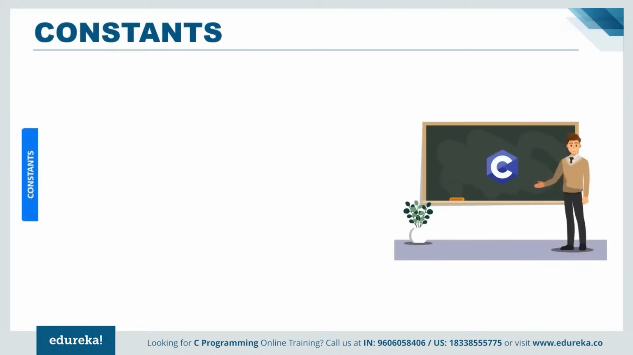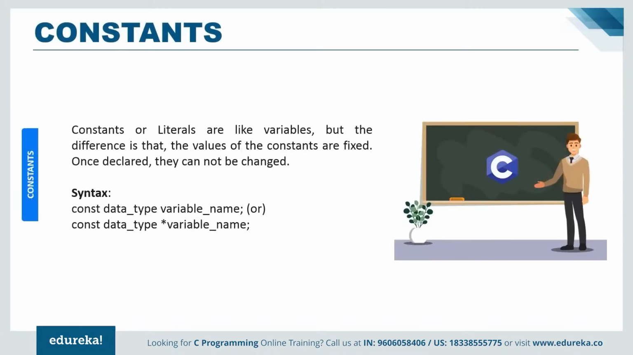The definition of constants goes like this. Constants or literals are like variables. But the difference is that the values of constants are fixed. Once declared, they cannot be changed. Now let's understand this in detail. Variables are those which, once you declare them, you can either change their values or perform operations on them. But if you declare the same variables with the keyword const in front of them, then you cannot change the value which is stored in the variable declared with the const keyword.